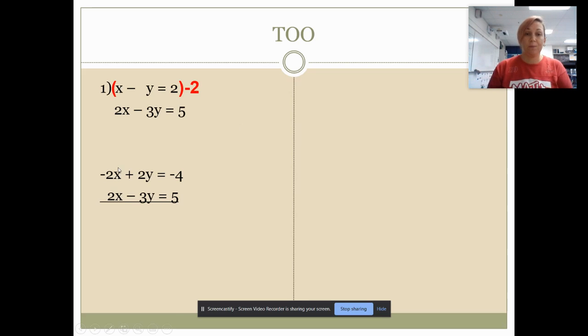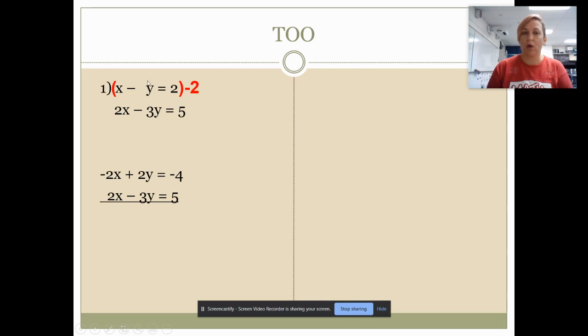This is what it looks like after you're done distributing, and then you would solve this. I'm going to let you, hopefully you already did that. Next, though, I want to talk about what if we wanted to eliminate the y instead, because you could have eliminated the y on this problem instead. So if I want to eliminate the letter y instead, this y needs to become a 3y so that they're both 3y's. And also, though, both of my y's are negative right now.